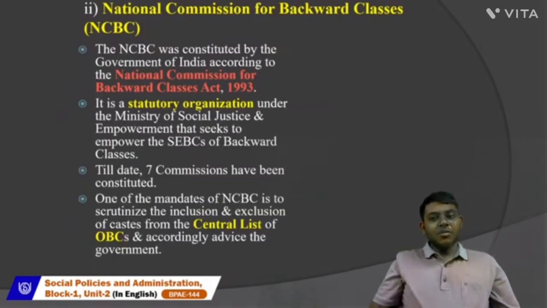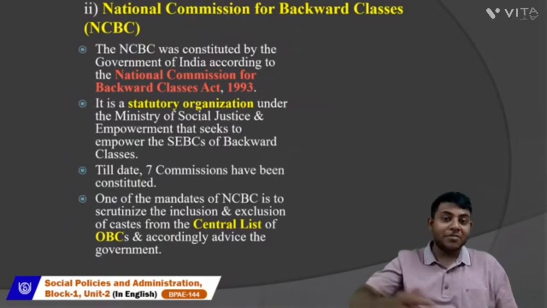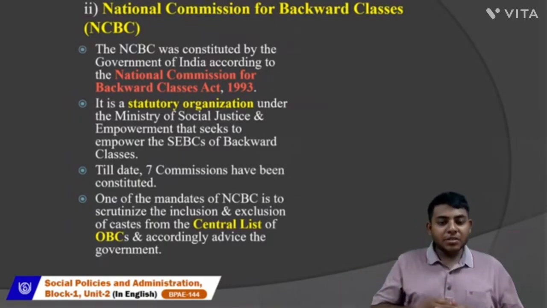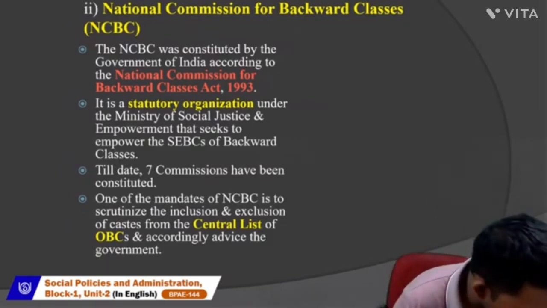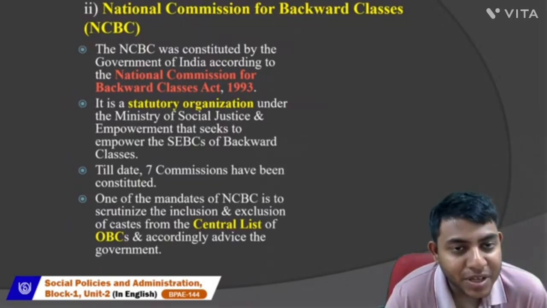Also, there is the National Commission for Backward Classes, the NCBC, which was created by bifurcating the National Commission for Scheduled Caste and Scheduled Tribe by trifurcating it. Basically, it was given constitutional recognition under the 102nd Constitutional Amendment in the year 2019.